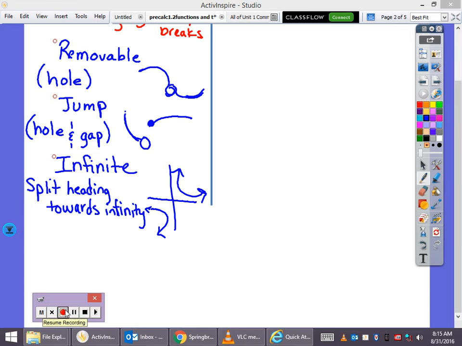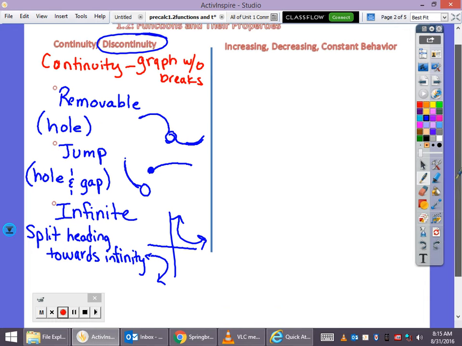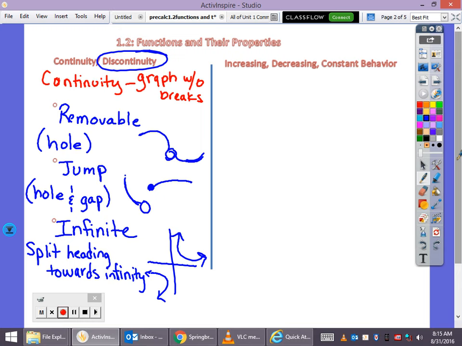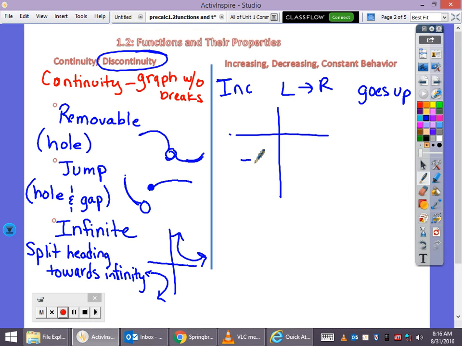Okay, so now we're going to talk about an easy topic that we already know, increasing, decreasing, constant. Just a quick reminder, increasing, when I'm looking at a graph from left to right, it goes up. So it's going to look something like this. It would be increasing the whole time. This is a graph that's increasing the whole time.